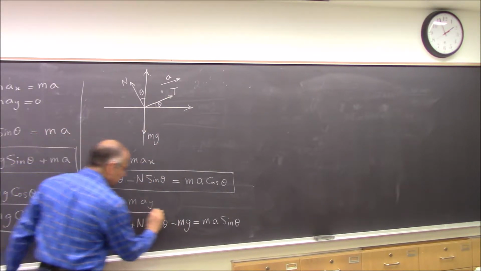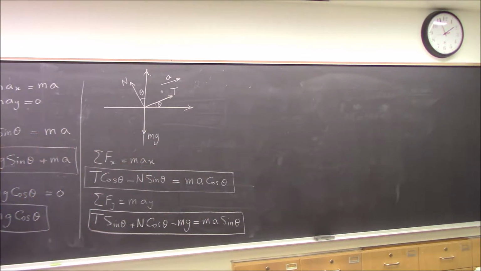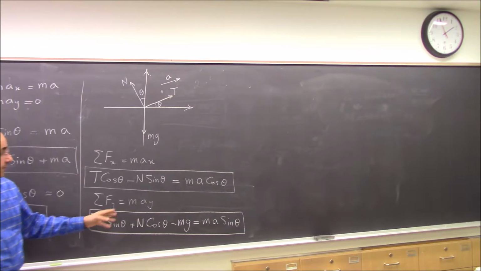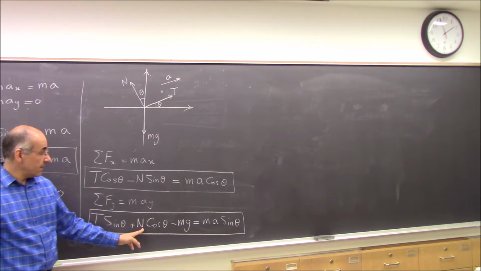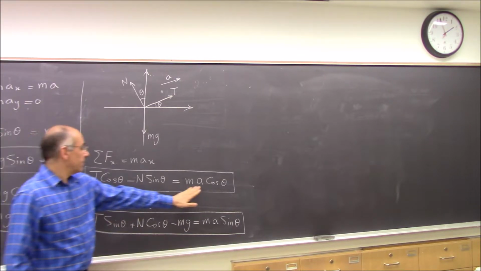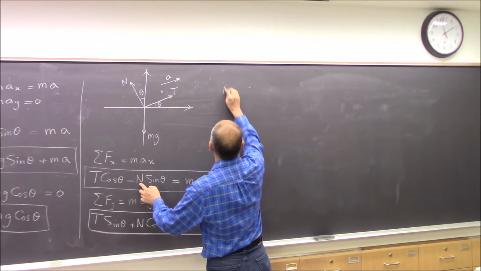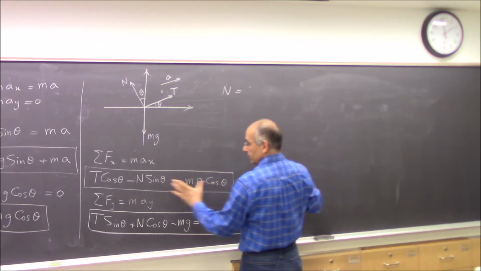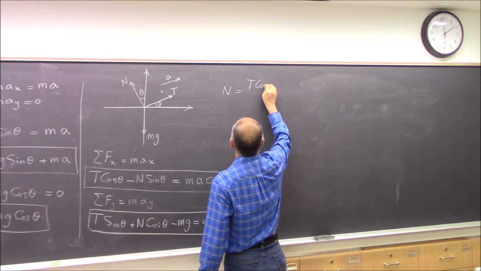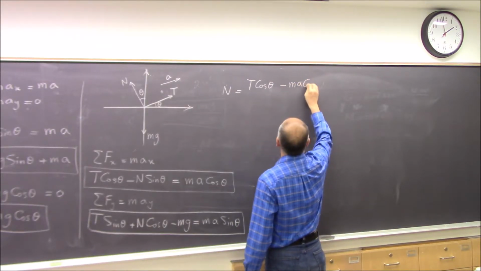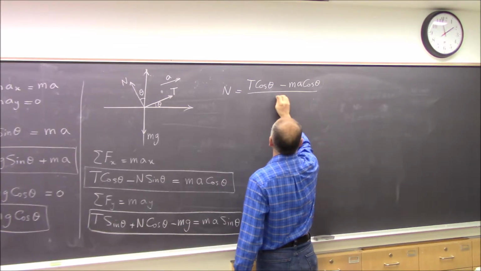So you see, this is another equation. If I want to find T, I need to somehow eliminate N. Everything else is known, right? I need to eliminate N between these two equations and then solve for T. Let's eliminate N. There are many ways to do that, but let me do one of them. So N in here, if I move this over, becomes T cosine theta minus ma cosine theta divided by sine theta.